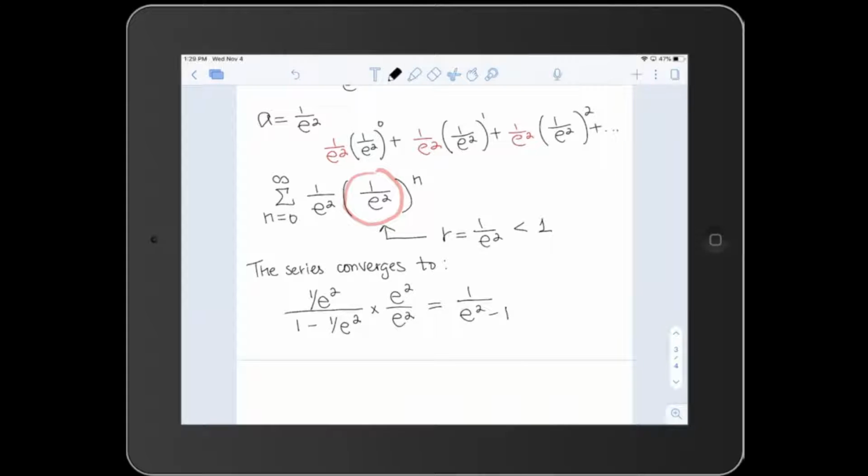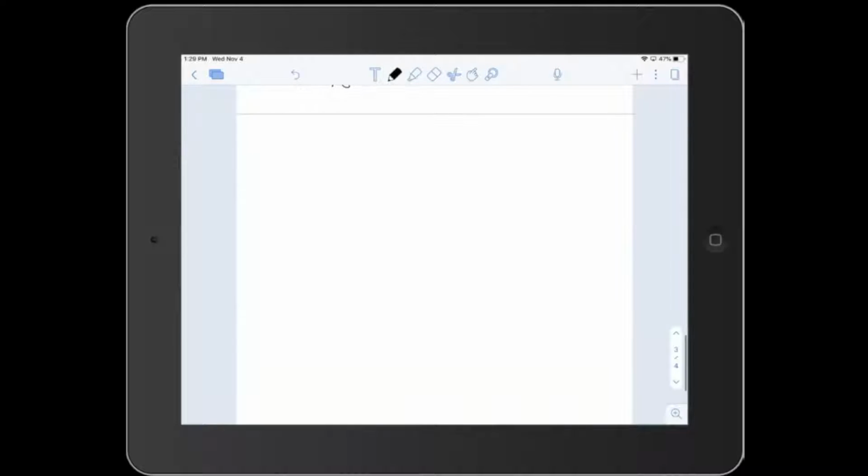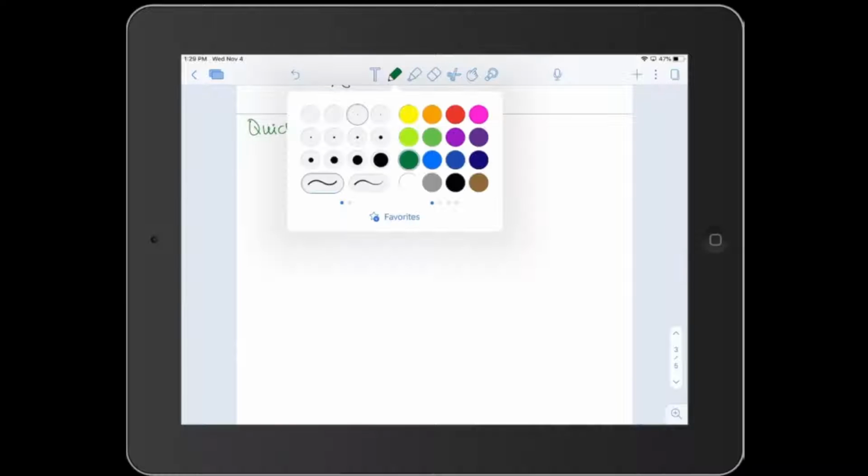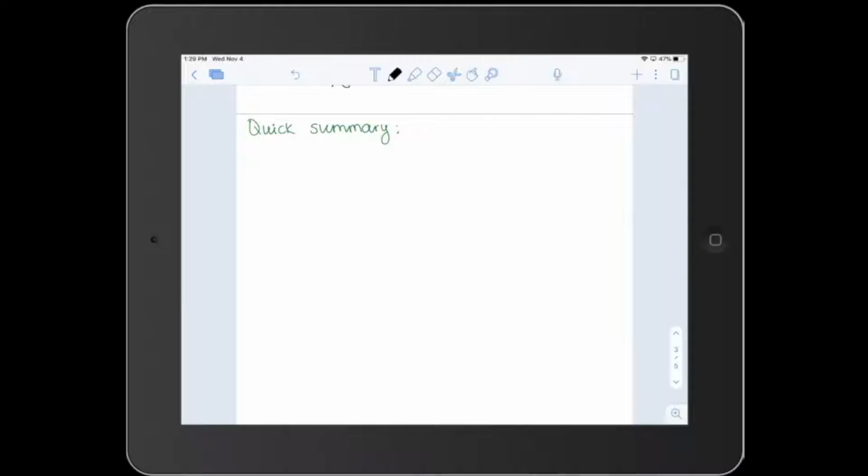So let me give you a quick summary. Here's your quick summary of geometric series. So what do we have? Here's your geometric series. The general form looks like this: the sum of a times r to the n. And this is equal to the limit as n goes to infinity of a times 1 minus r to the n over 1 minus r.